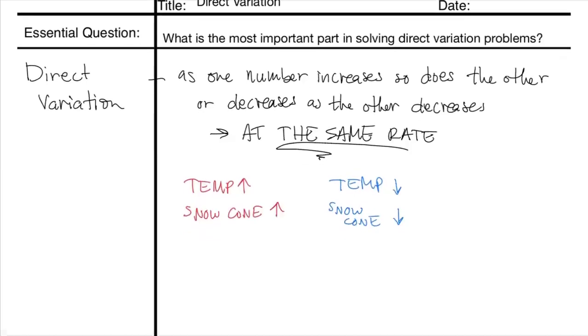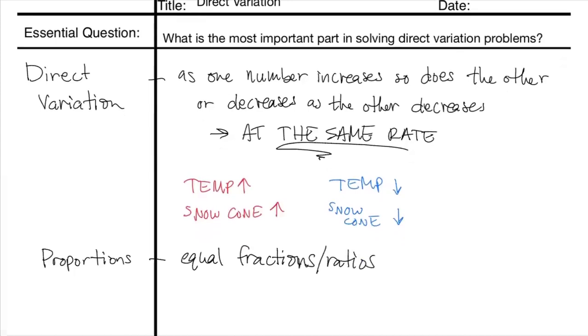Now we're going to put some numbers to it. Direct variation has to do with proportions. So let's go ahead and write proportions. In simple terms, proportions are equal fractions. Fractions that are equal. And by fractions, we can also look at it as ratios. So equal fractions, which really are ratios in this sense. And because they're equal, we can now figure out and solve for certain variables or certain unknowns.